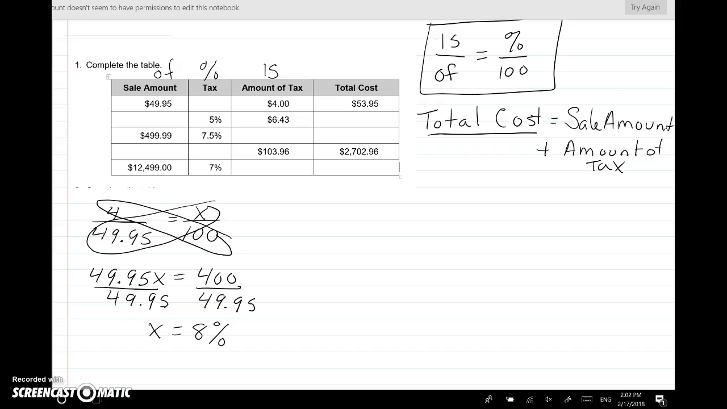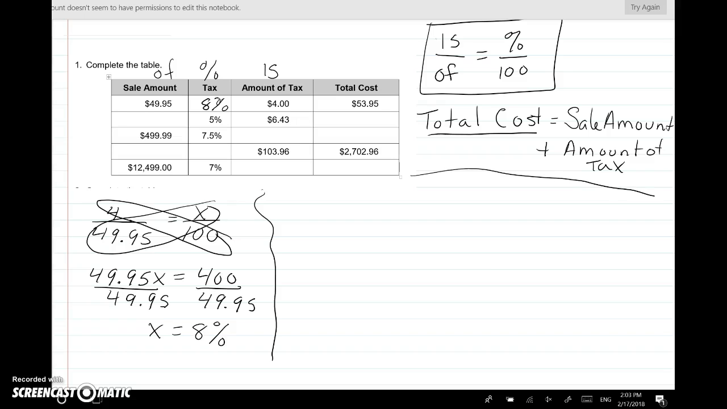Remember, we want to round these. So 8%, if you notice everything's rounded to the nearest tenth, 8% works. So we're going to go ahead and put that 8% in. And it gave us our total cost. Let's go to the second problem.